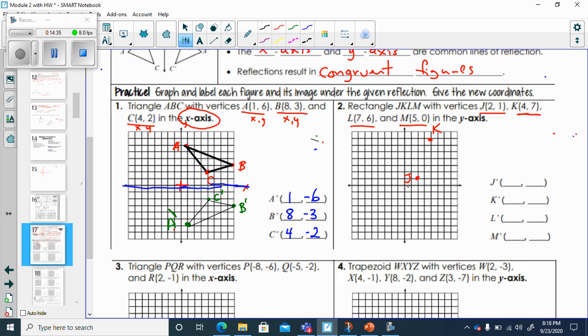L is at 7, 6. 1, 2, 3, 4, 5, 6, 7. 1, 2, 3, 4, 5, 6. L is at 7, 6. No tick marks because it's a pre-image point. And then M is at 5, 0. 1, 2, 3, 4, 5, 0. That's M. All right, ladies and gentlemen, let's connect the points. K to L, L to M, M to J, J back to K.